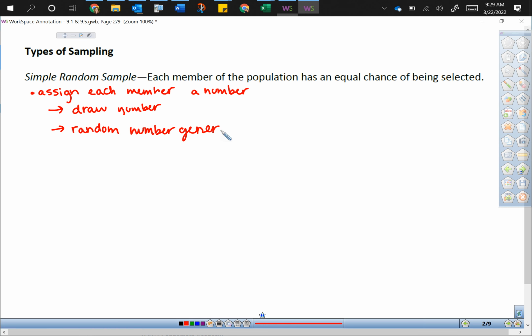Now, there are some flaws with this. Yes, it is simple, it is random, but you might not get the representation that you want of the population. You can't control some of those factors, but it does give each and every person an equal chance of being selected.